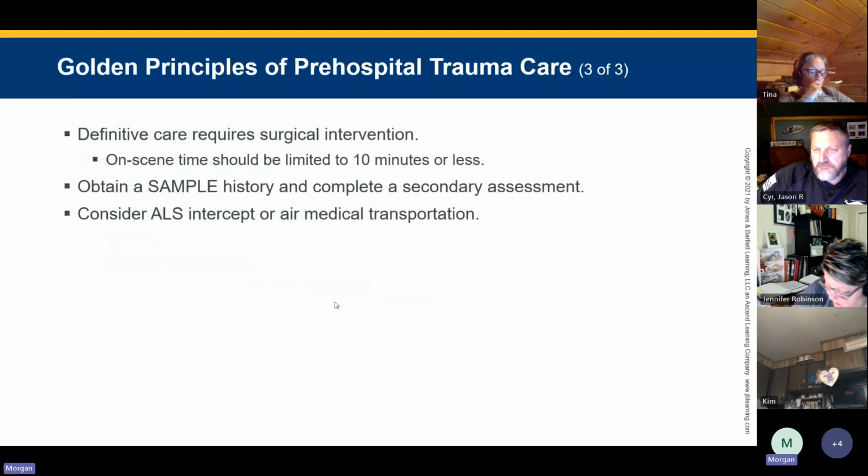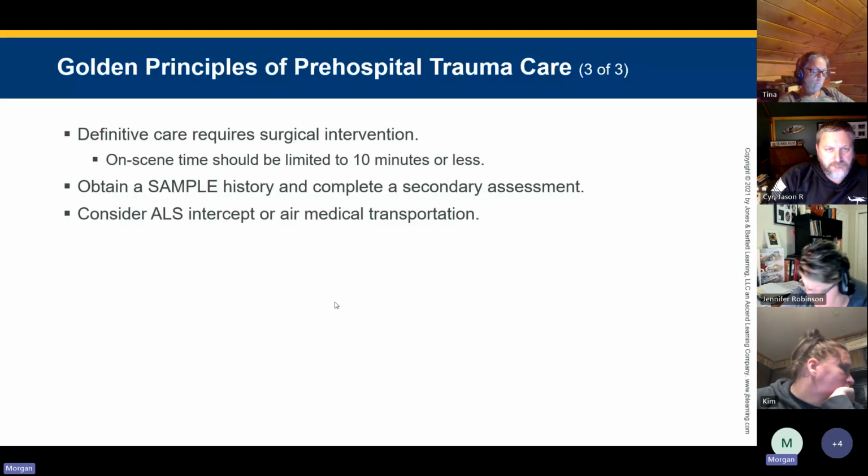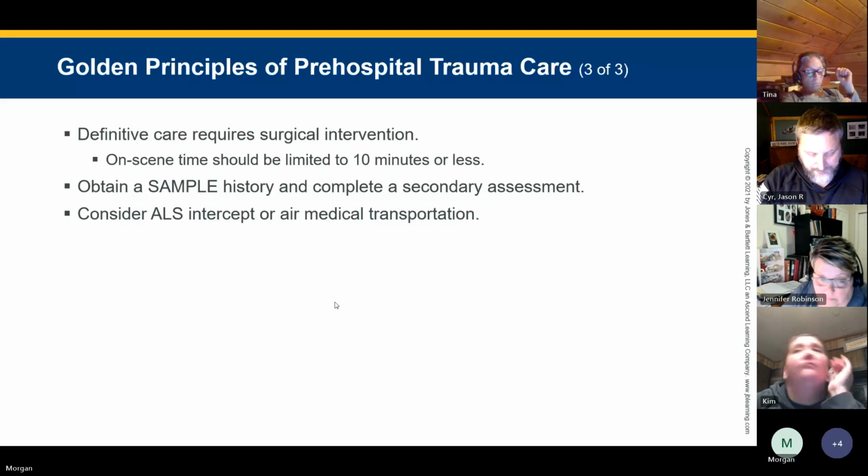Definitive care requires surgical intervention. On-scene time should be limited to 10 minutes or less. I would question that if you have to extricate the patient at all, or there are different issues that go along with care. So that's not a hard number. Consider ALS or air medical for ALS, like pain control or whatever else we could do, if we need the DART or chest, IVs.